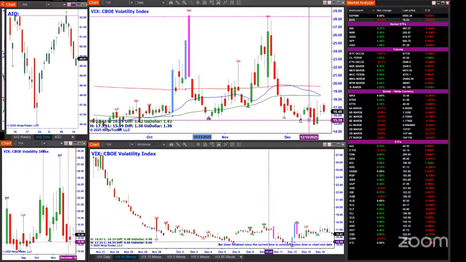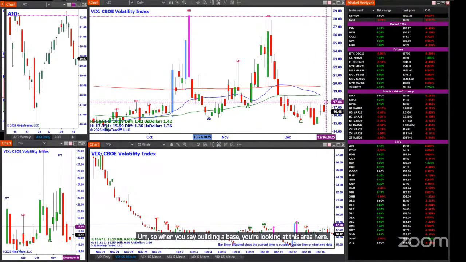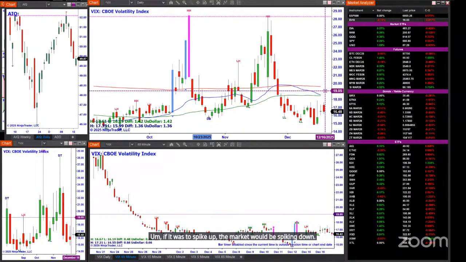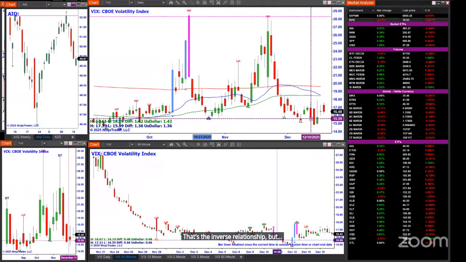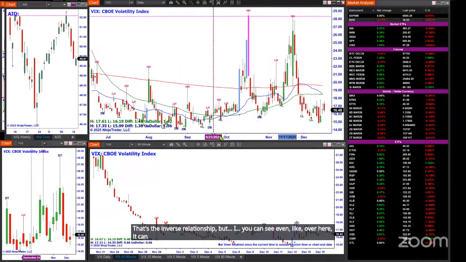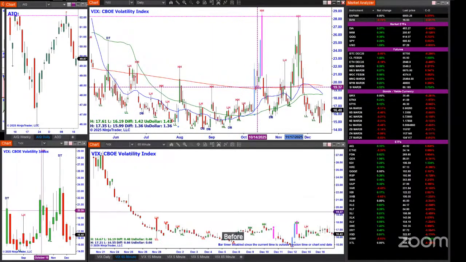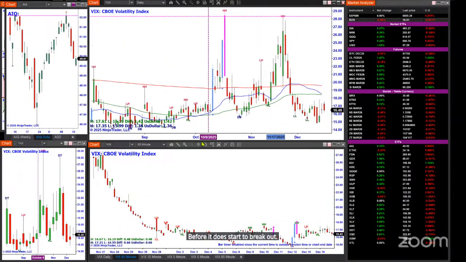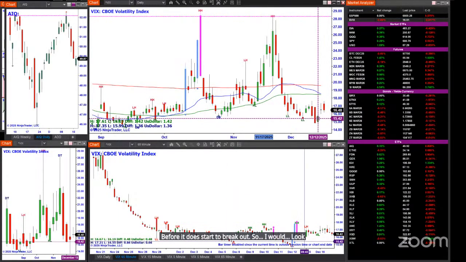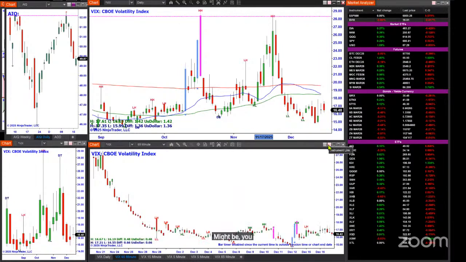So when you say building a base, you're looking at this area here. If it was to spike up, the market would be spiking down. That's the inverse relationship. But you can see even like over here, it can stay at a low point for a while and just jiggle around before it does start to break out. So I would look at it intraday if you're so inclined to see which way it's trending. It tends to be helpful information.